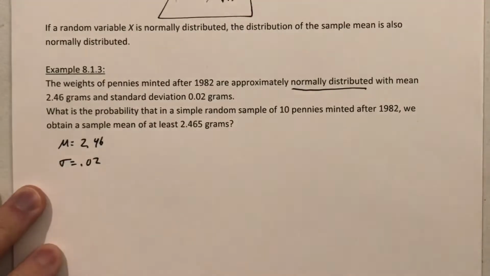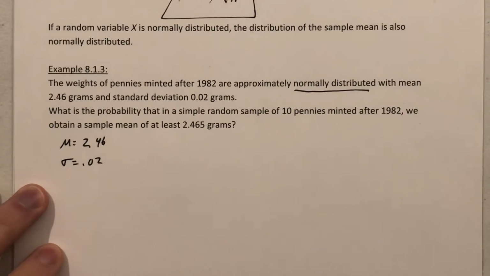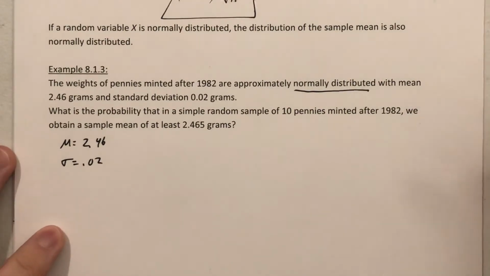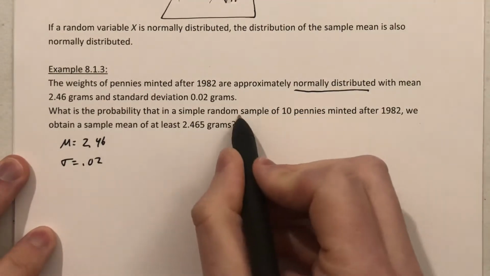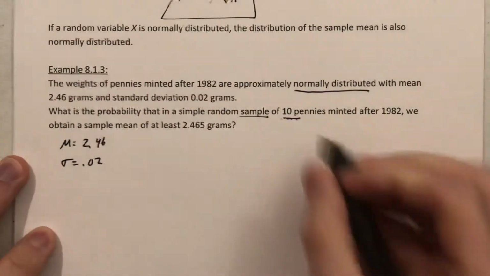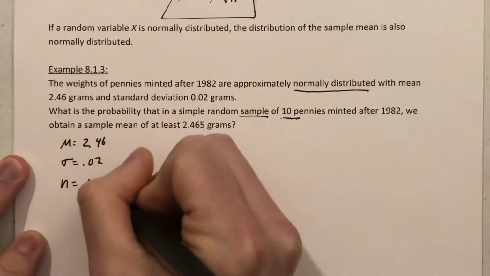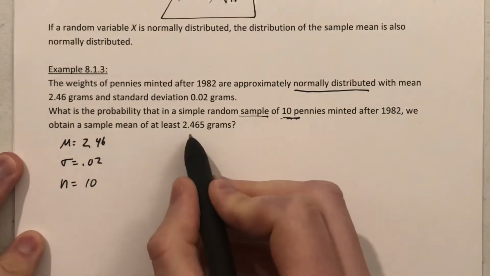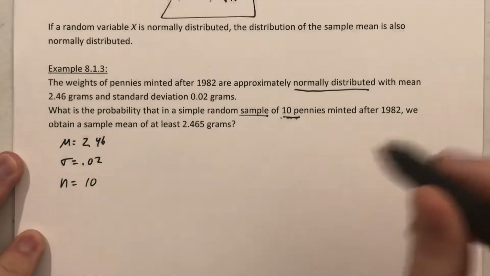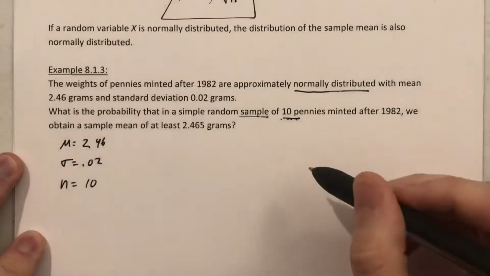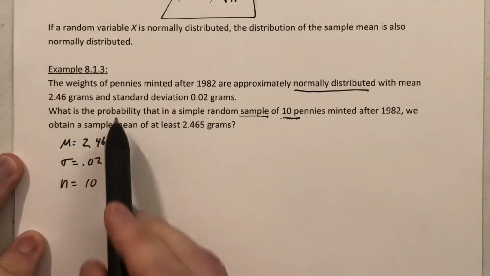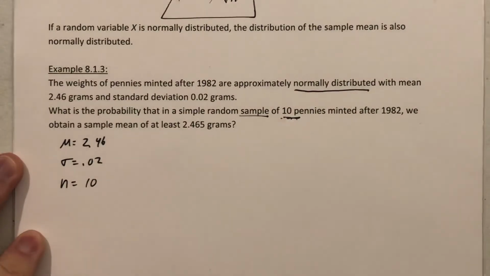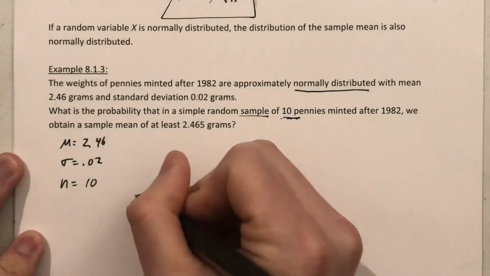What's the probability that a simple random sample of 10 pennies minted after 1982 gives a sample mean of at least 2.465 grams? All right, so we're taking a sample of 10, right? That right there tells us our sample size, n. And we want it to be at least 2.465. Now here's where chapter 8 and chapter 7 look a whole lot alike. This question of finding the probability will look just like our question from chapter 7 of finding the probability.